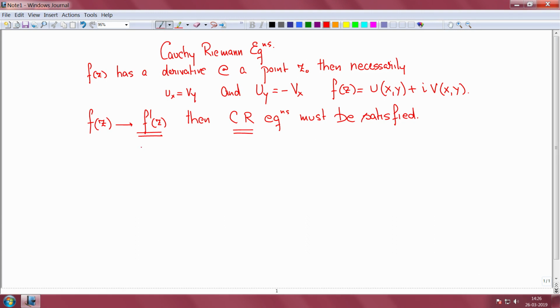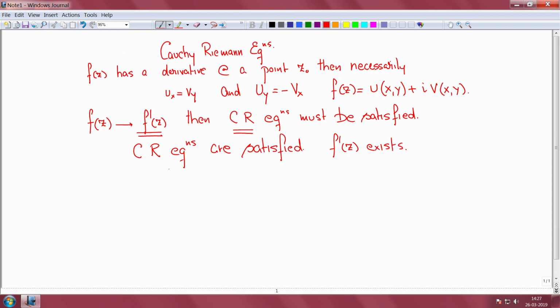If we find that the CR equations are satisfied, it is not sufficient to say that f dash of z exists. So, these are not sufficient conditions, but these are necessary conditions. Now, what makes a sufficient condition?